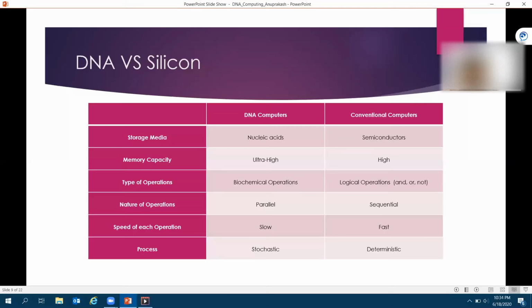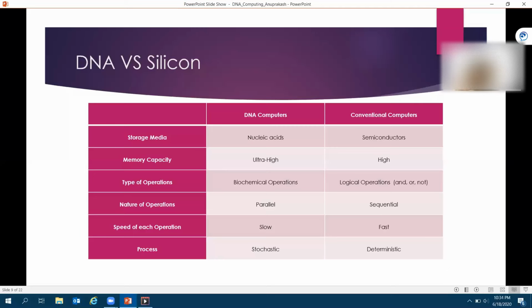Nature of operations. When it comes to DNA computing, we have a massive capacity of parallel operations. And in conventional computers, everything happens sequentially. Although we now have some systems which do allow some sort of parallelism, but when compared to DNA computers, the parallel computation in conventional computers is few.